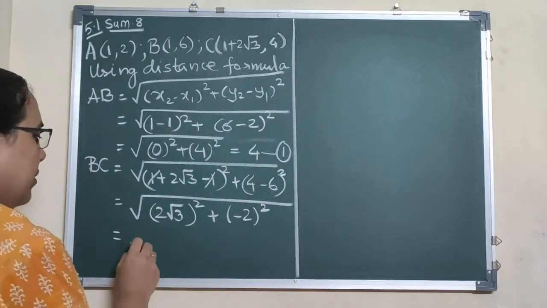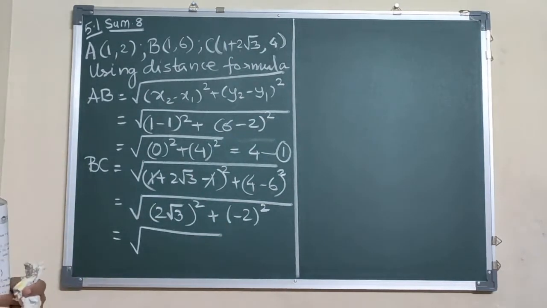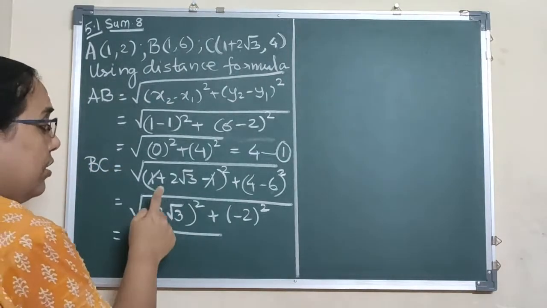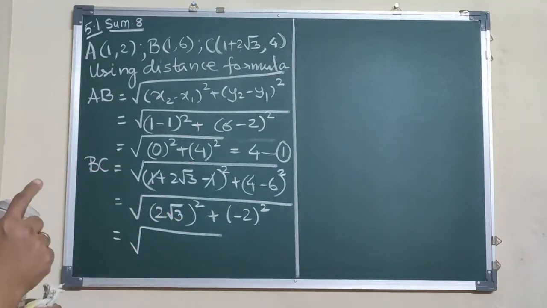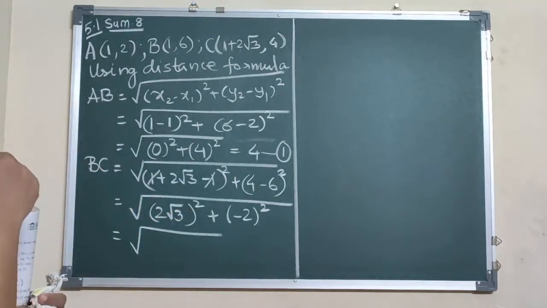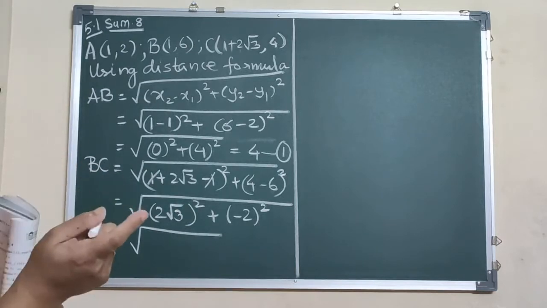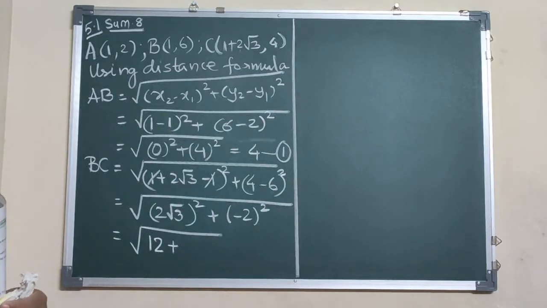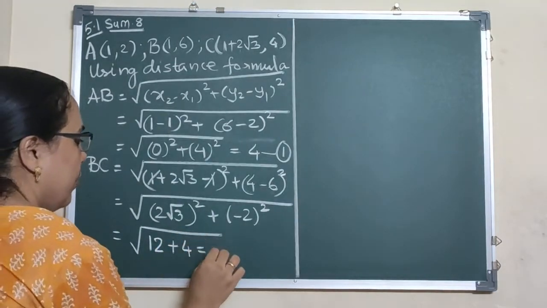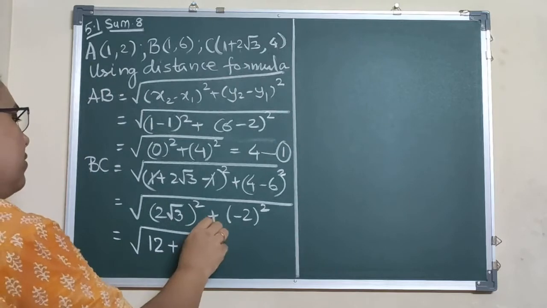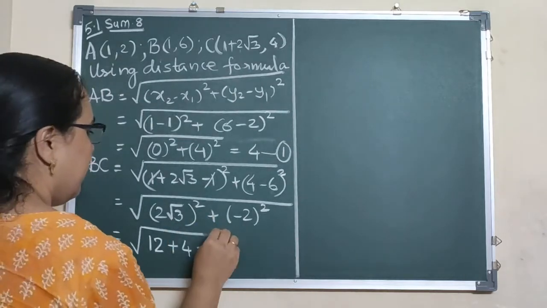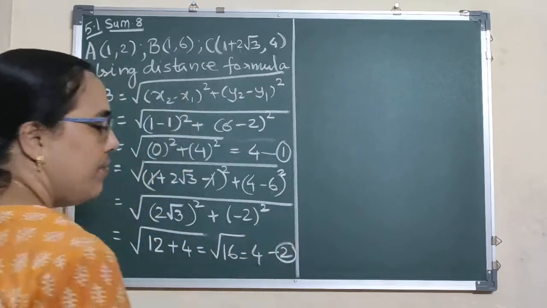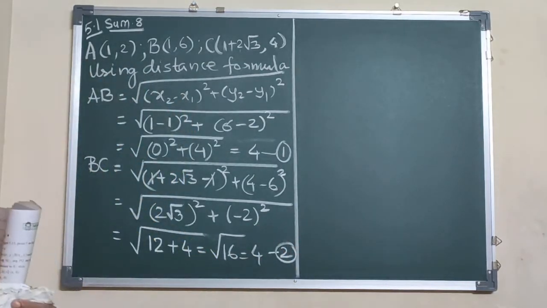That is, under the root, 2 square is 4. Root 3 into root 3 is 3. 2 times 2 is 4. So 4 3s are 12. Plus, what is minus 2 square? 4. So you get root 16. Yes, when you get some values which are closer to the answer, you feel happy, right? So here we have got 4. Now next we are going to find what is AC.